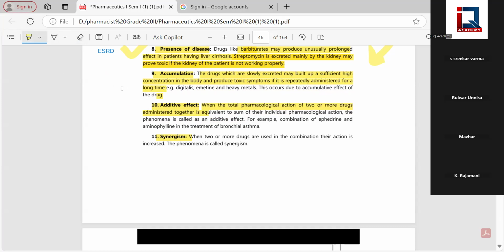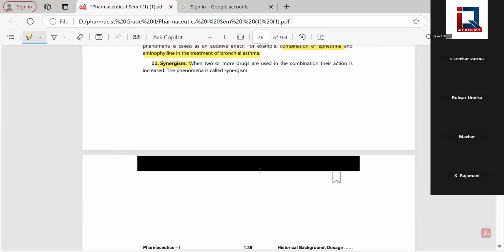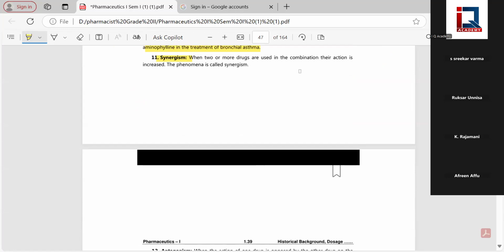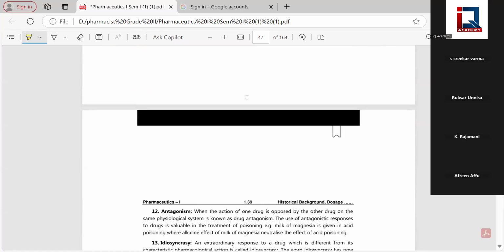When two or more drugs are administered together, in some cases in order to enhance the effectivity, it's called additive effect. Example, the combination of ephedrine and aminophylline can be seen in the treatment of bronchial asthma. Aminophylline gives a good bronchodilation effect. So the additive effect increases the efficacy, the pharmacological effect of the drug. Synergism: when two or more drugs are used in combination, their action is increased. This phenomenon is called synergism, right?